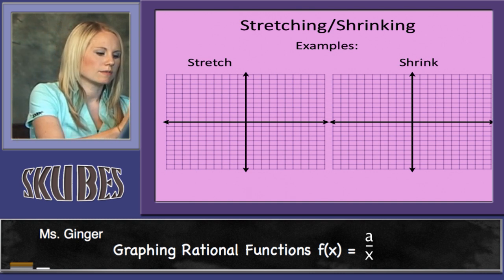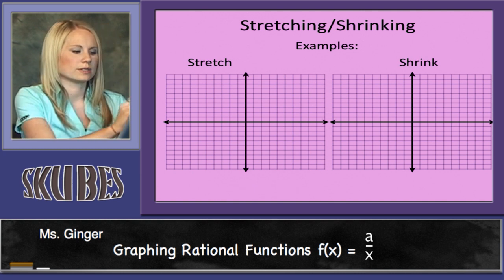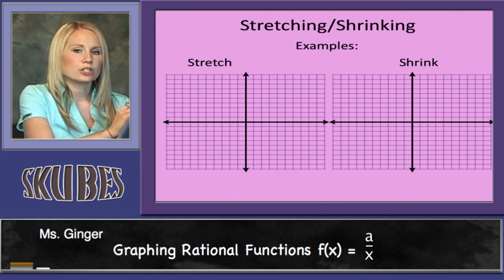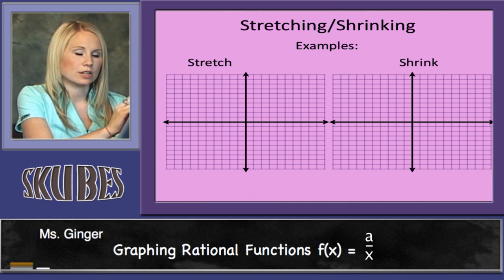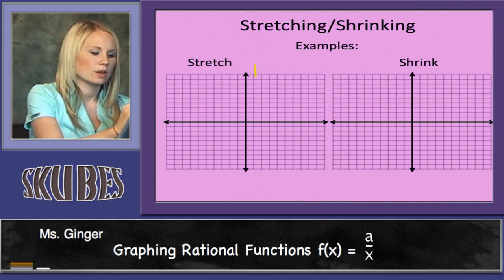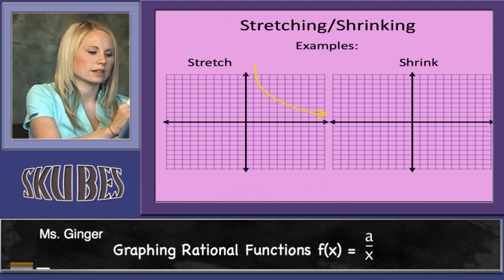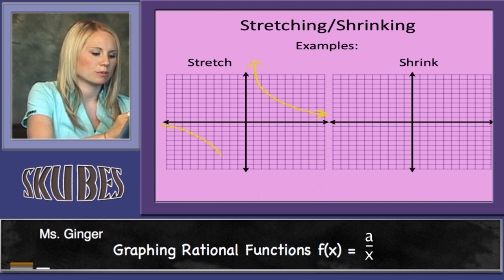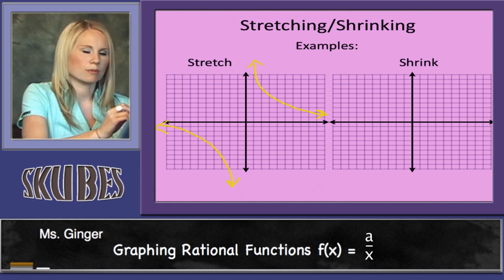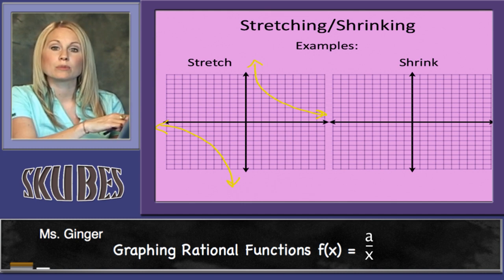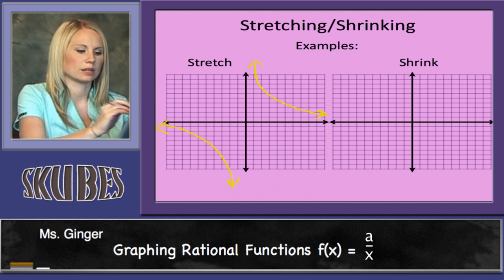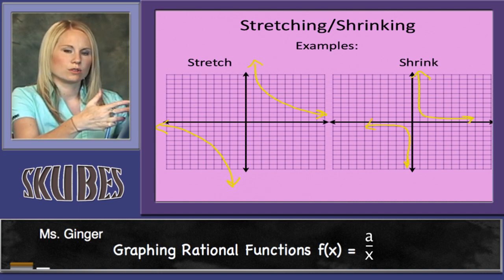So let's take a color here and draw this in. Our general picture is not going to change, but for a stretch, we may see something like this. Like I said, it may pull away a little bit more from the origin and be pulled up slightly more towards the y-axis. And for a shrink, you will see it come in more towards the origin like this, like you're condensing it towards the origin.